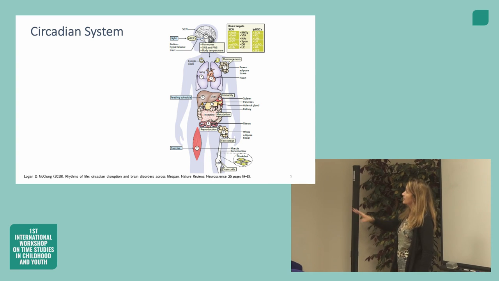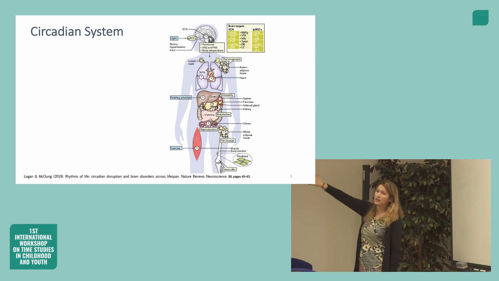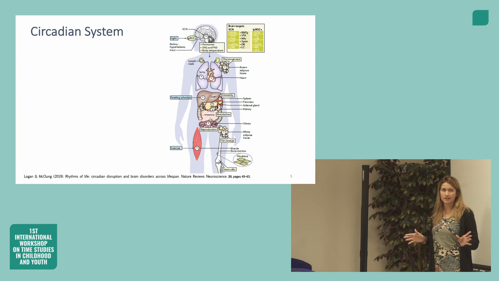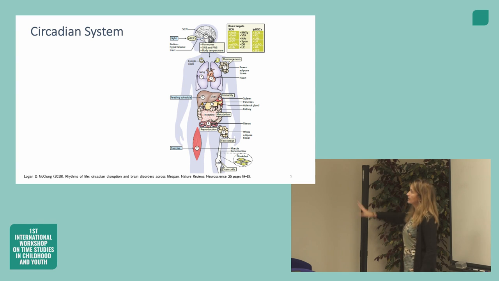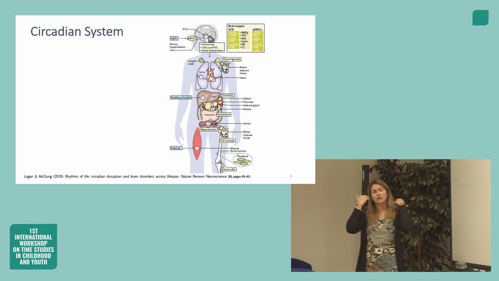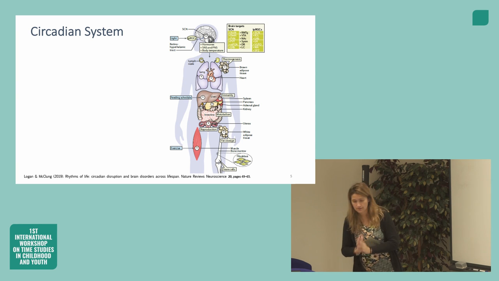You can see our SCN on the top of your head, and then you have all the other clocks in our bodies. All cells have independent clocks. They are genetically generated, okay? And our master clock just synchronizes all of them. And the external cues that we have from the environment, like the light-dark cycle, are what allow us to synchronize all the clocks.